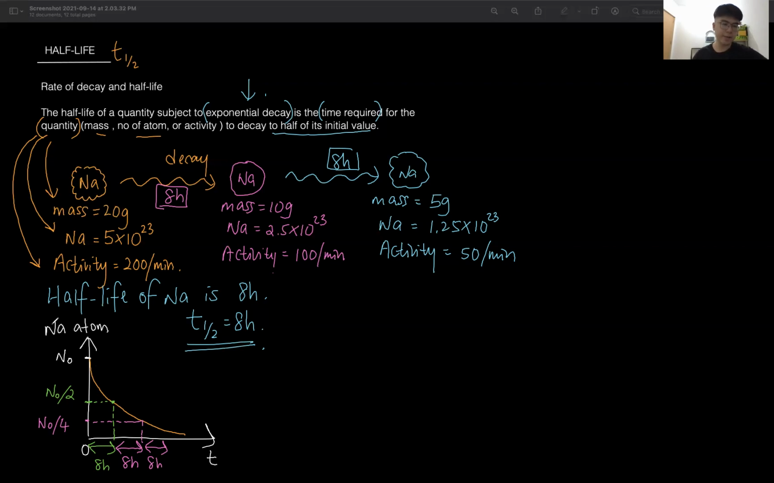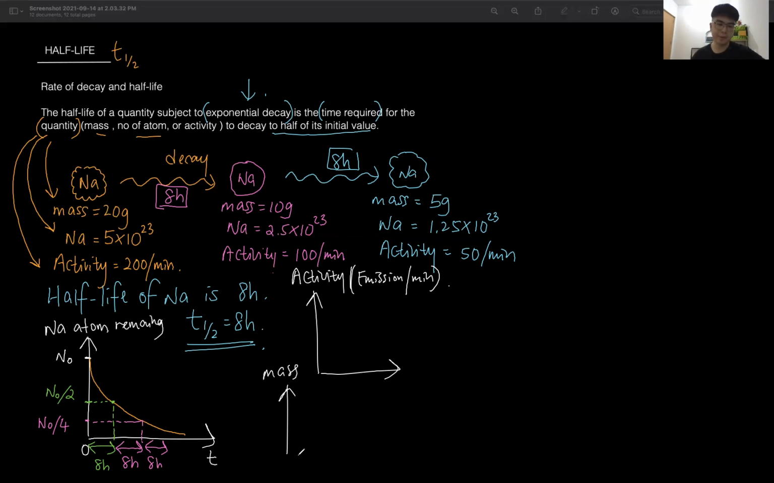The y-axis can be the number of atoms remaining here. Sometimes you will see they use the y-axis as activity. It's the same thing, activity, and then they put emission per minute. Or they can put the mass. Mass over time.